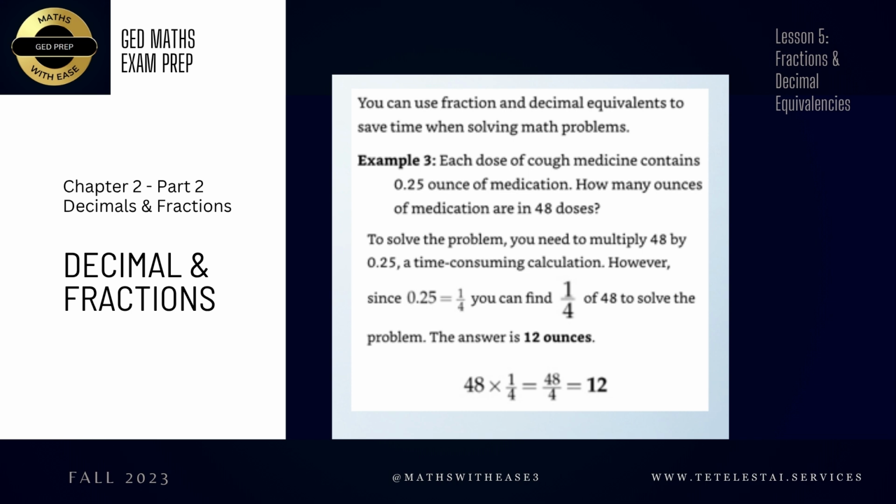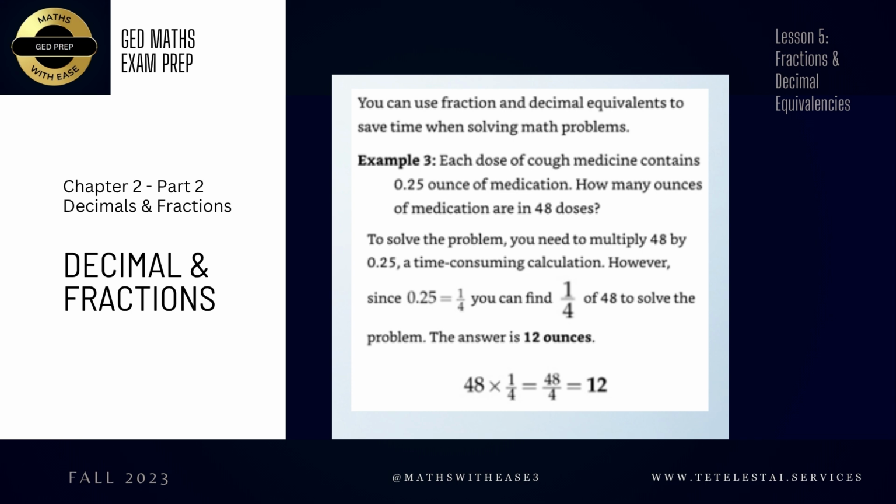So you can use fractions and decimal equivalents to save time when you're solving math problems. In this example, you're being told that each dose of cough medicine contains 0.25 ounces of medication. And the question's asking you how many ounces of medication are in 48 doses. If you know that the entire bottle has been portioned for you to take 0.25 ounces at a time, okay, so to solve this problem, you would need to simply multiply 48 by 0.25.